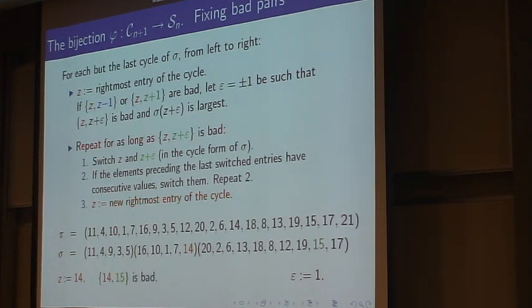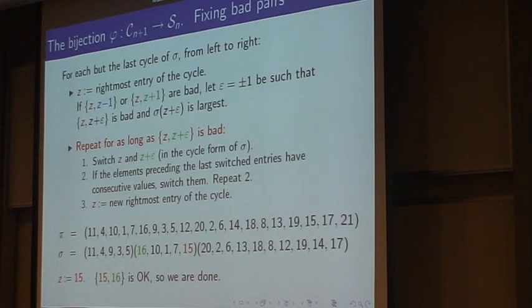And now the 14 together with 15 could have been a bad pair, which is this. So I switch them. The preceding entries are okay. And now 15, 16 is okay. And now we are done. Okay, so after all these switches, I end up with a permutation that has the same descent set as pi.